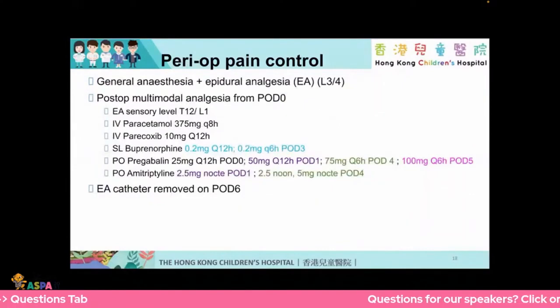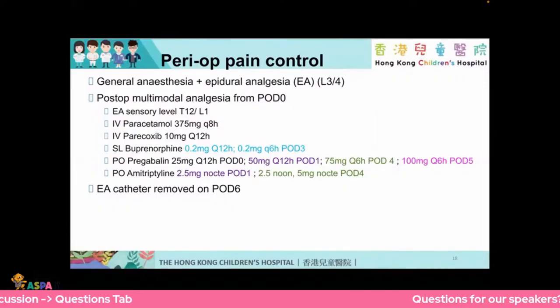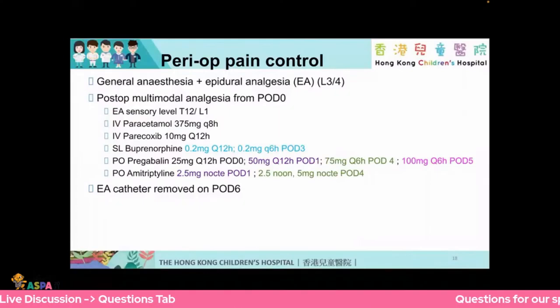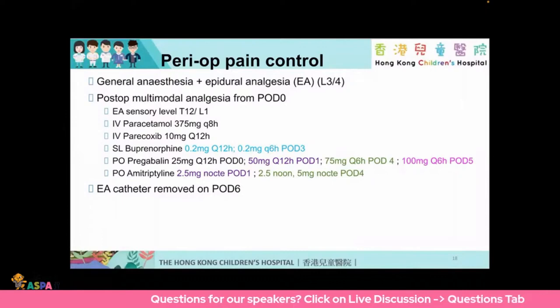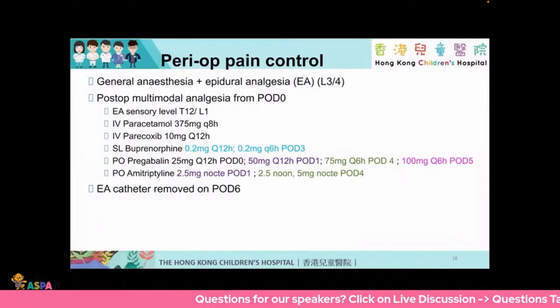On the day of the surgery, it was done under general anesthesia with an epidural catheter inserted at the L3-4 level. We continued local anesthetic with fentanyl infusions over the epidural, and we supplemented with anti-inflammatory agents such as paracetamol and coxib. The opioid was represented by buprenorphine, and the adjuvant agents included pregabalin and amitriptyline. As you can see, we escalated the dose of the oral drugs rapidly in the first few days of treatment. The epidural catheter was kept until post-op day 6.